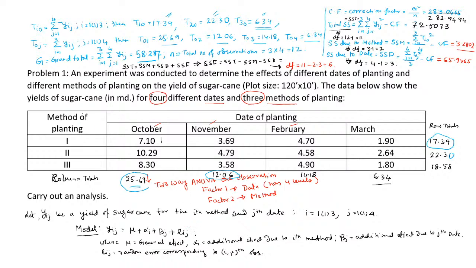And tell me the SSE, Follow me. SSM is 3.2802 with DF equal to 2, there are 3 methods, and SS due to date, SSD, which is equal to 65.9465 with DF equal to 3. So tell me the SSE.